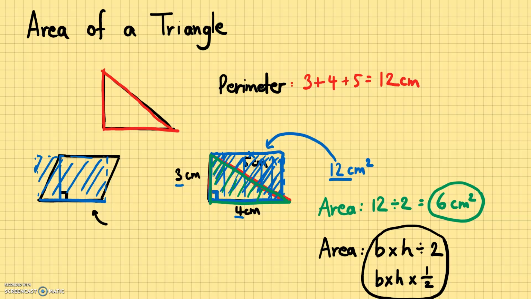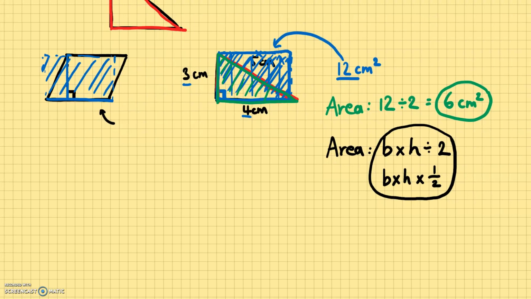Now let's see if the same formula works for a triangle that is not a right triangle. So let's say we have a triangle like this.